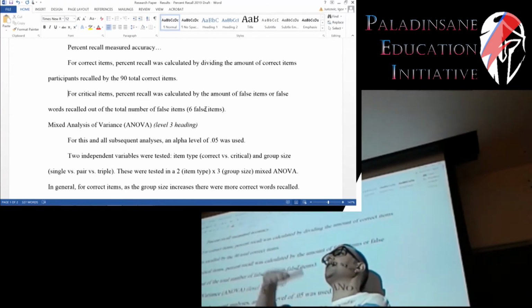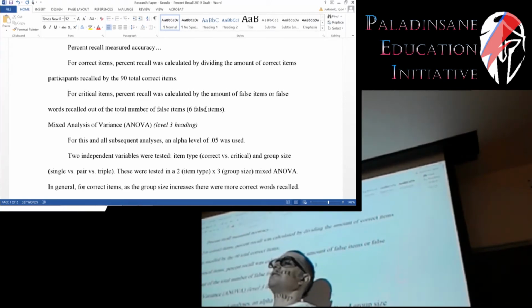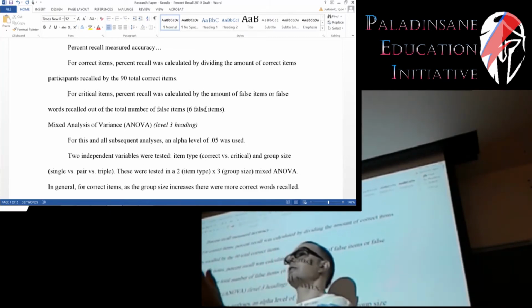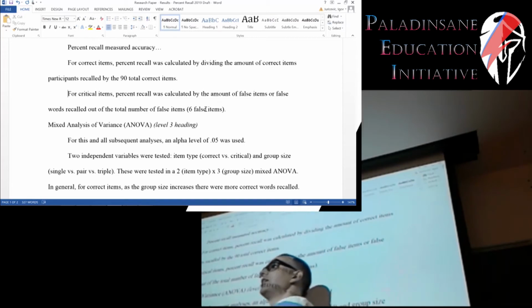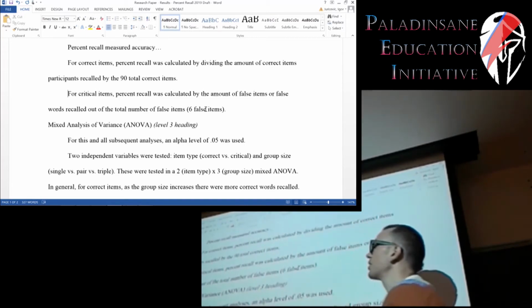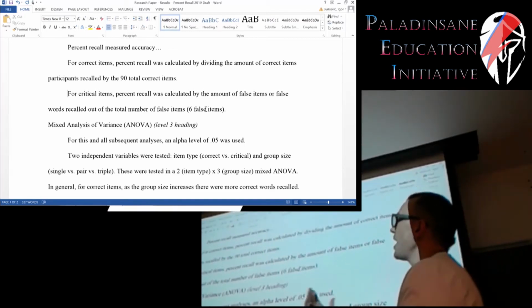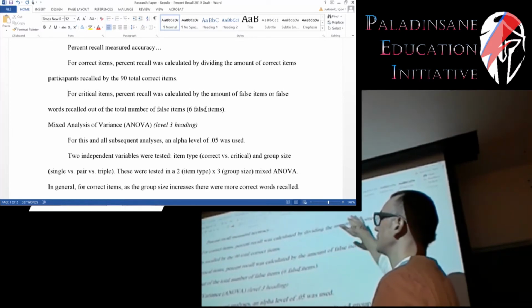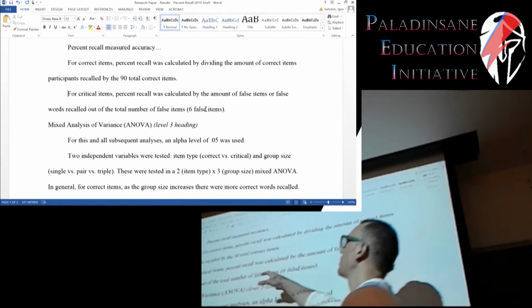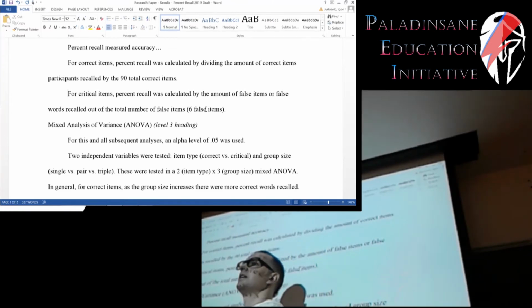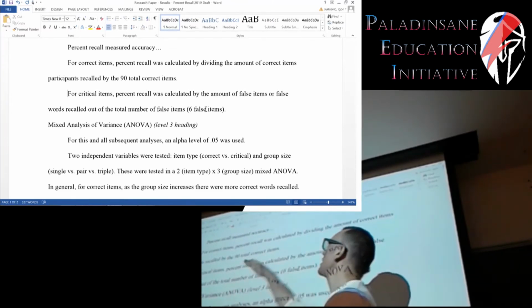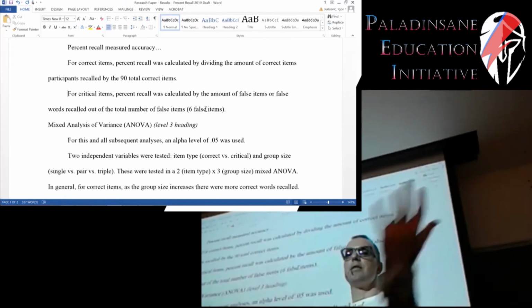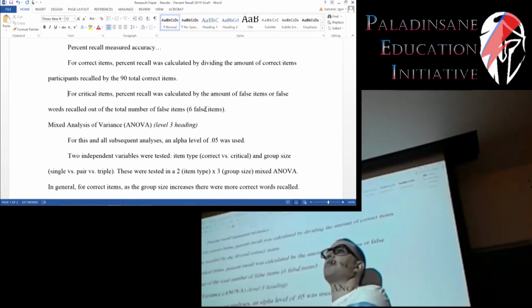So they already heard about the 6 lists. They already heard about the 15 words per list. They already know there's 90 words in total. They already know there's 6 critical items, one for each of the 6 lists. So they are familiar with that. So when we have now that percent recall was calculated by dividing the amount of correct items participants recalled by the 90 total correct items, that makes sense to them. And not only does it make sense, but it's very clear. They know that you have to take the one number and divide it by the next number.